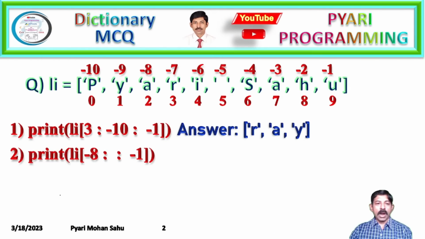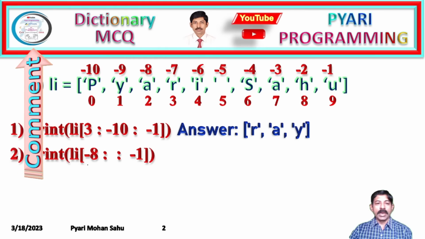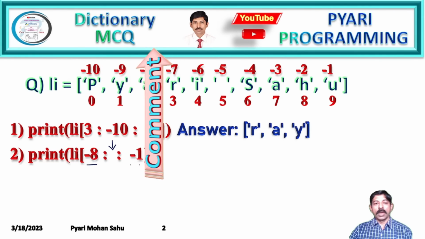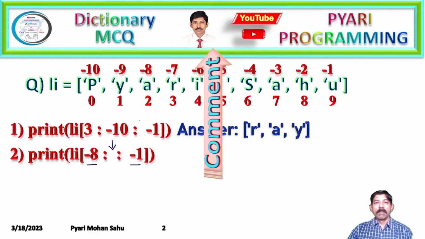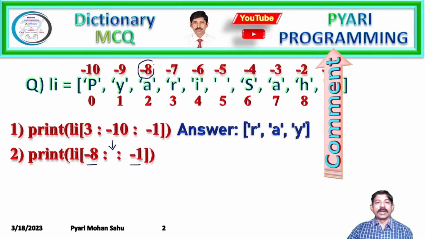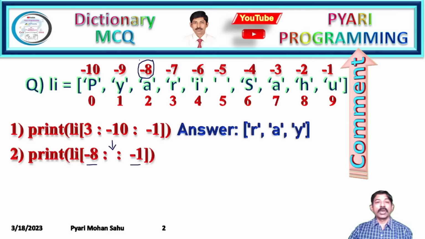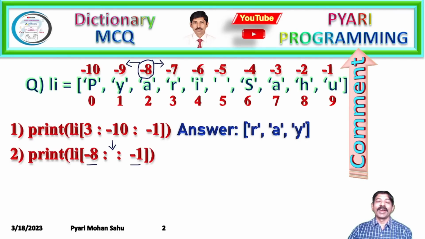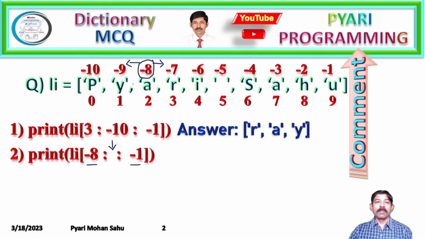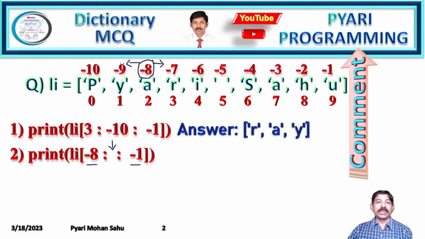Next question, the start position is -8, stop is not given, and -1 is your step. So we'll start from -8. Start is included, so we'll start from -8 and we'll move in which direction? This direction or this direction is most vital, where you all are having confusion. Look at the step value -1. -8 plus -1, that is your -9. So that's why we'll move in this direction.